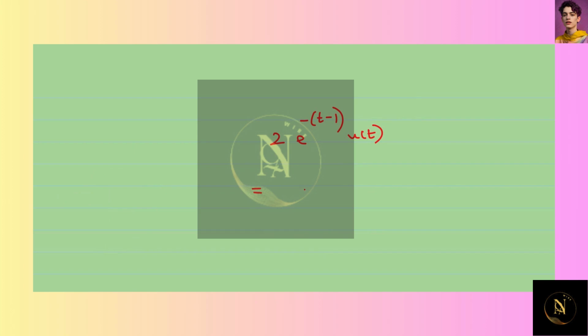This I can write as 2e into e power minus t u of t. What is the Laplace transform of this? It is 1 by s plus 1. So the answer is 2e by s plus 1, because e is a constant.